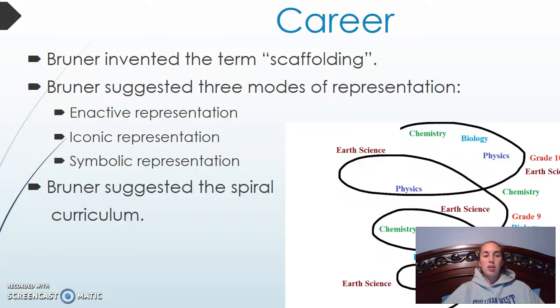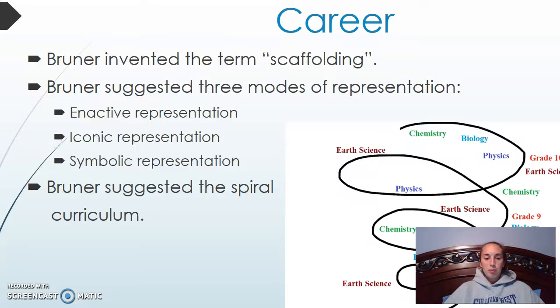His main career was when he invented the term scaffolding. Scaffolding is the way children build on the information they already know to continue their education. Bruner also suggested 3 models of representation: enactive representation, iconic representation, and symbolic representation.